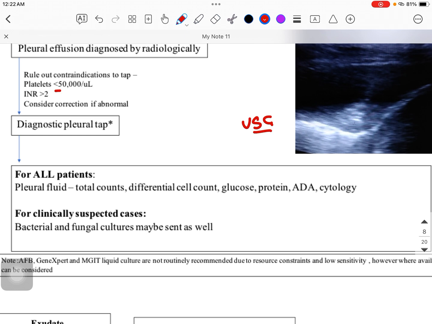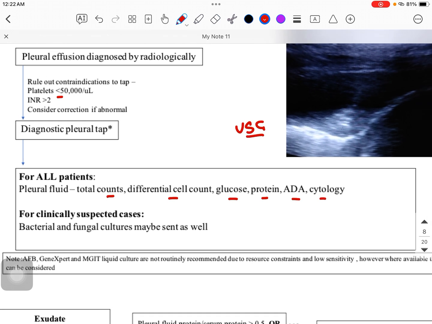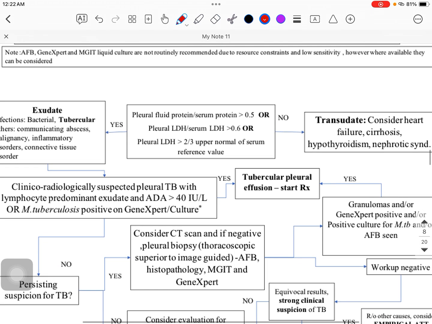So the pleural fluid which we will be sending for total count, differential count, glucose, protein, ADA, cytology, we have already talked about that. For chronically suspected cases, bacterial and fungal cultures may also be sent, okay. Then coming to the main point over here: you are having the pleural fluid report as well, you are having the serum report as well, right.